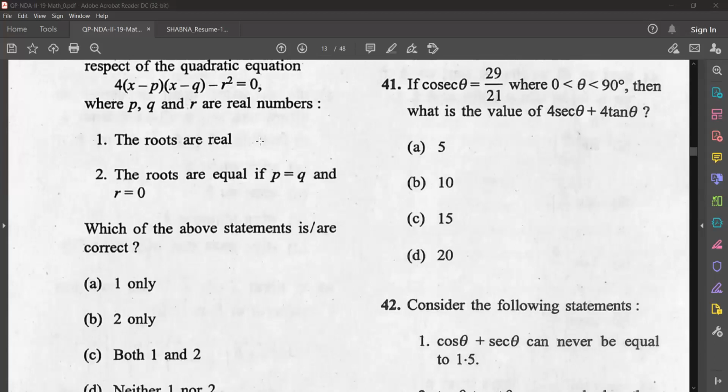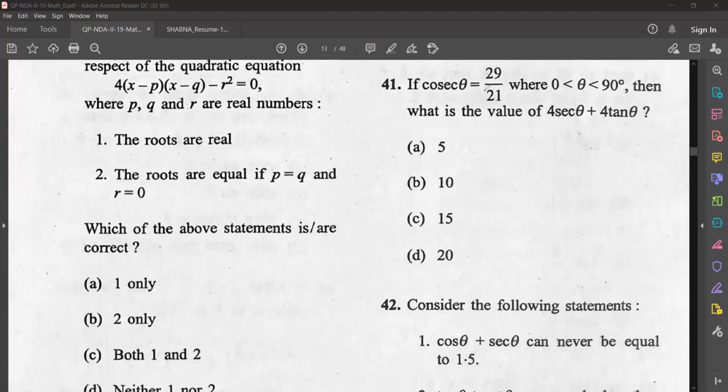Today we are going to discuss some questions from NDA 2019 Maths. Okay, NDA exam 2019 Maths. I'm going to discuss some questions from that. So let's see this question, 41st question.